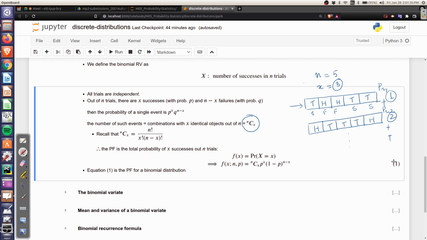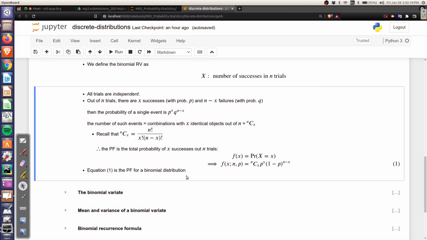Instead of adding all of them, what I do is, because the probability of each of these events is p to the power x q to the power n minus x. The probability of this event is also p to the power x q to the power n minus x. So all I need to do is find out how many such events there are, and multiply that number of events with the probability of each event. The number of such events is nCx. So I just multiply nCx, the number of events, with the probability of each event. I call this equation number 1. This gives me the probability function of the binomial distribution.